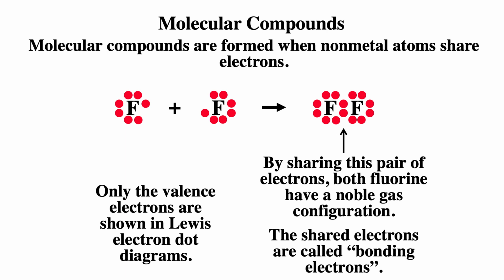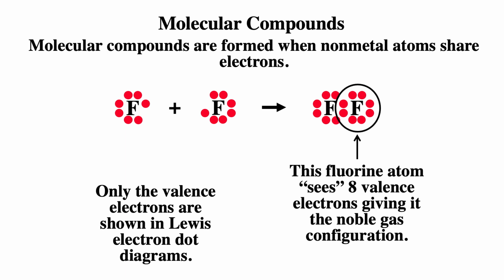Molecular compounds are formed when nonmetal atoms share electrons. Each fluorine atom starts with 7 valence electrons. And then if they form a bond, if they share 2 electrons, now each atom will see 8. Often we say that elements tend to gain, lose, or share electrons to get noble gas configuration. By sharing those 2 electrons, each fluorine sees 8 valence electrons. Each fluorine has noble gas configuration.